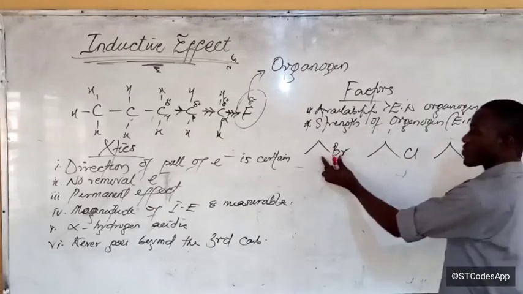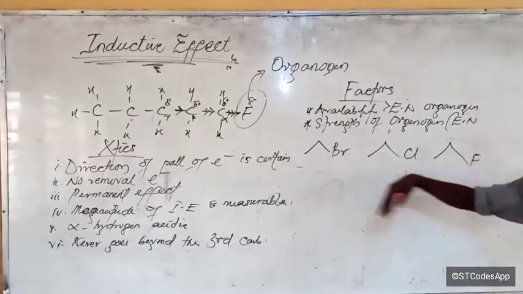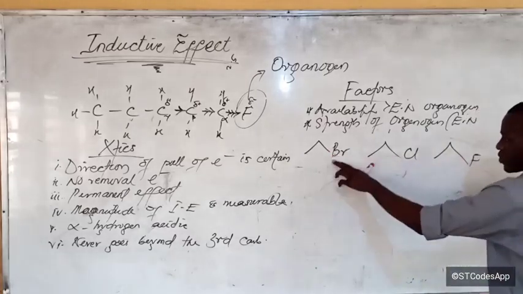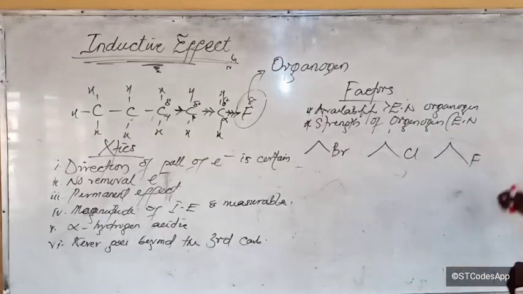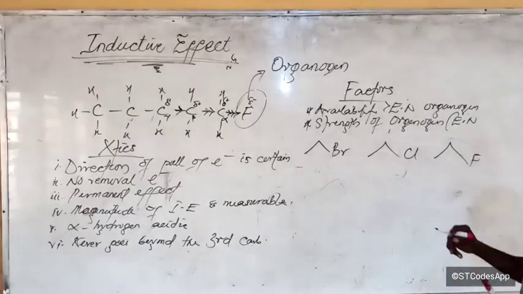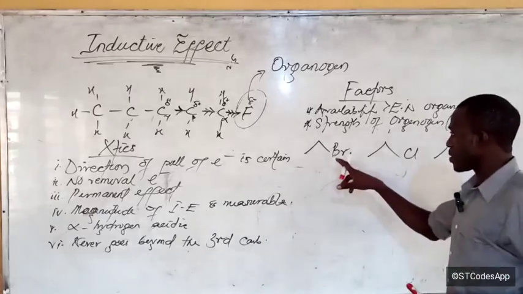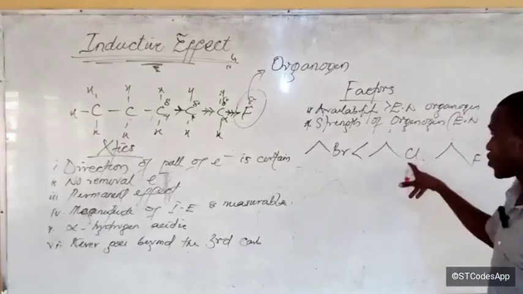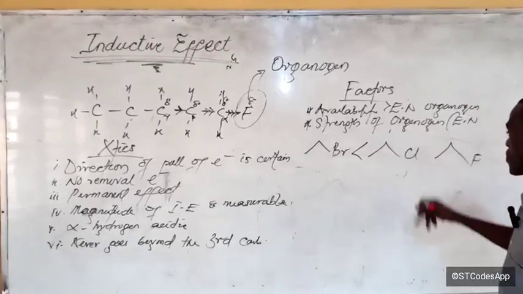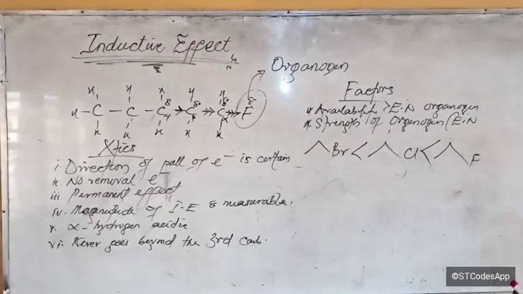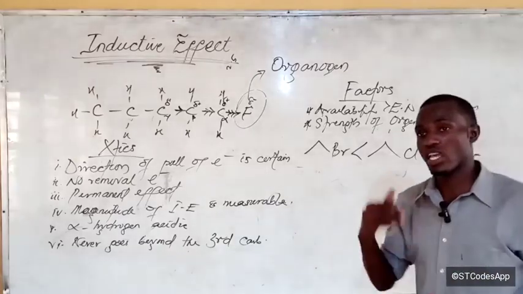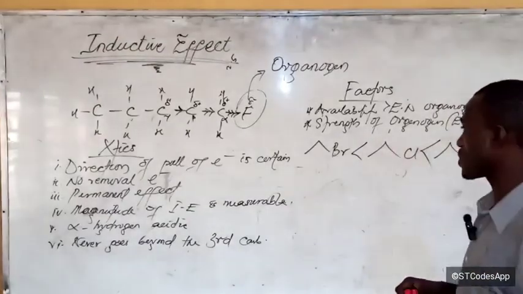The strength of the inductive effect will be less on the bromine molecule than on the fluorine molecule. Is that okay? Why? Because fluorine is more electronegative, so it will have a higher inductive effect. So what does that mean? It means that the inductive effect on this one will be less than the inductive effect on that one. So the strength increases with the electronegativity of the element that is inducing this effect.